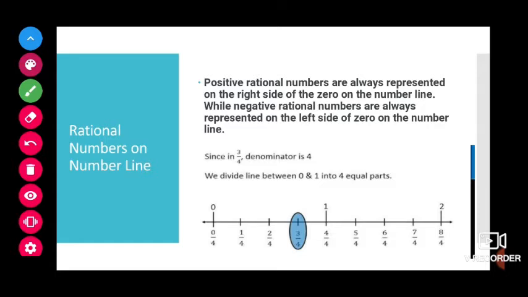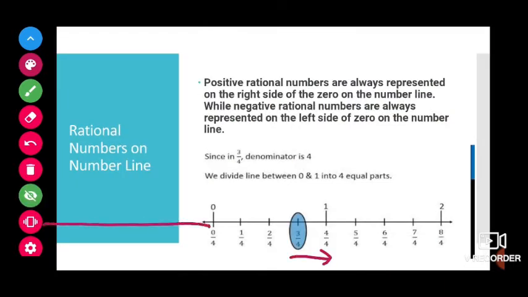Next one, rational numbers on a number line. This is also very easy, children. The first thing is, if we take rational numbers to plot them, we should first know what the integer number line is. As we know already, the integer number line has 0 in the middle, then the positive side, and then the negative side. Now I am going to show you the positive side. See here, this is the positive side.